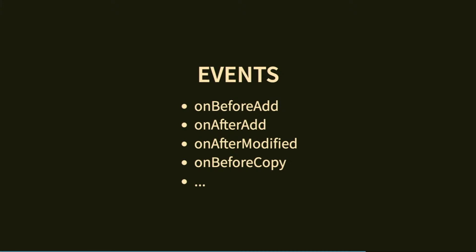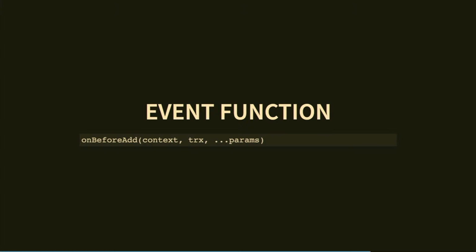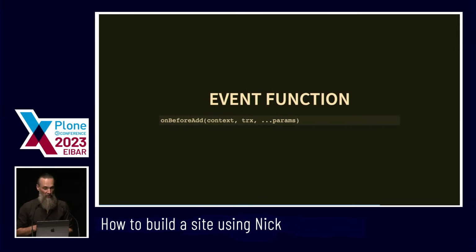So events, pretty similar to Plone as well. There's a lot of events which you can use. So on before add, on after add, on before copy, etc. These are all events which will happen to a content item and you can hook into to do something, basically. So what does an event look like? Just a method. You will get passed in a context and a transaction of your database transaction, and you get some parameters depending on what event you have.